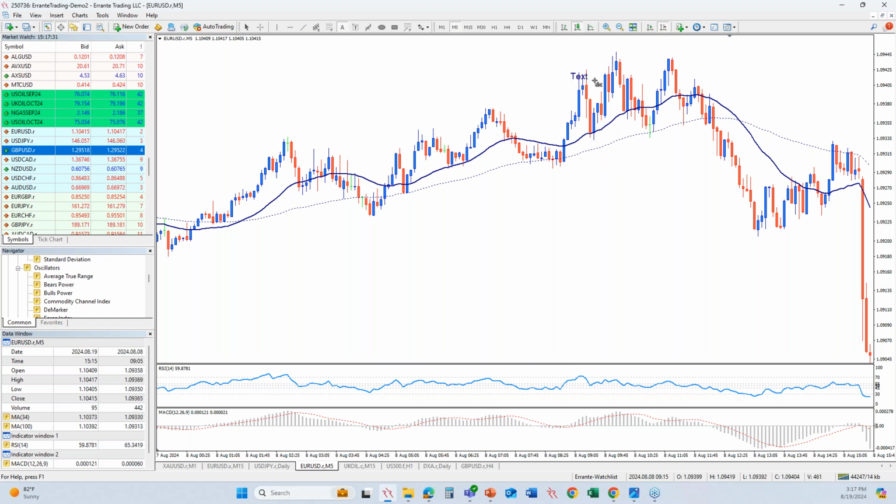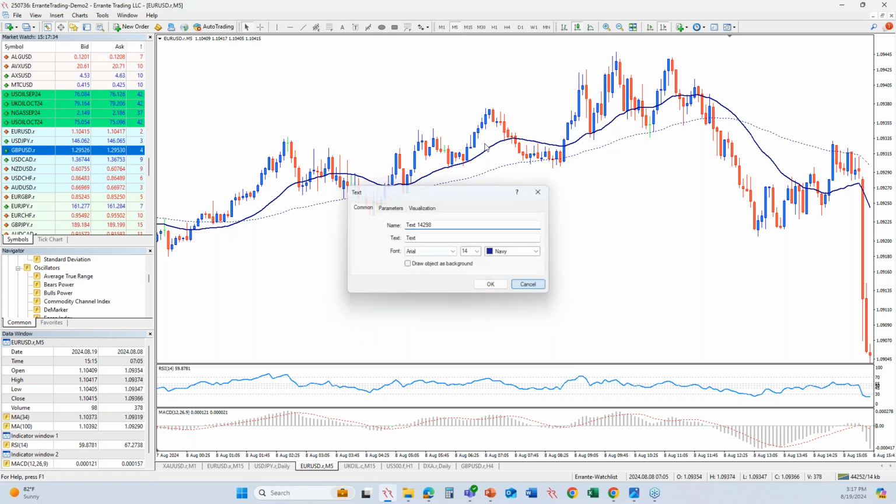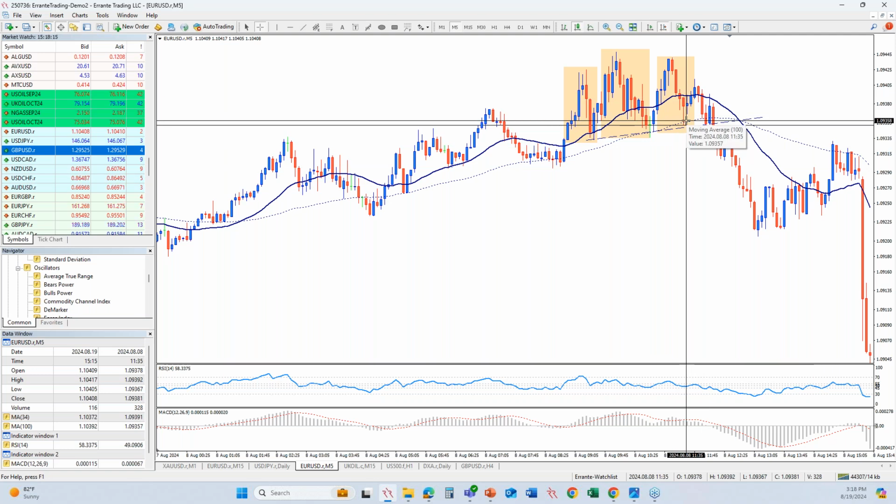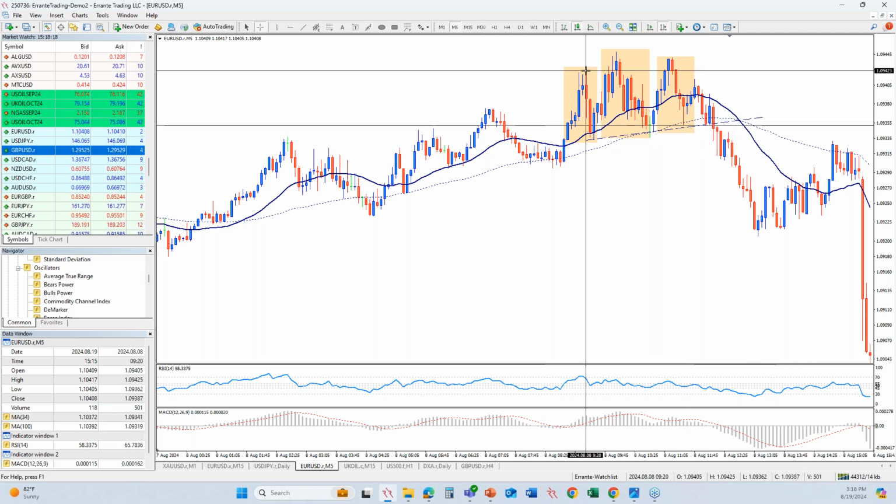Here you see we have the left shoulder here, and then we have the head, and then we have the right shoulder. And we can draw the neckline by connecting these two lows from the shoulders. And now this is going to be our breaking candlestick with price falling below this low. So this is a very nice head and shoulder pattern.